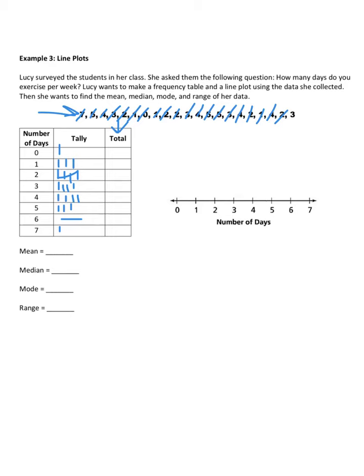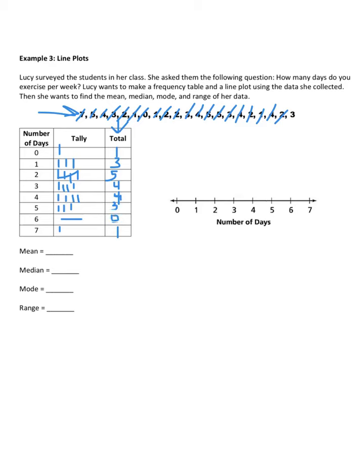So for the number of days 0, there's 1 tally. For the number of days 1, there's 3, 2, there's 5, and so on. So 3, there's 4, 4, there's 4, 5, there's 3, 6 has 0, and 7 has 1. So now we can take this information and put it on our line plot.